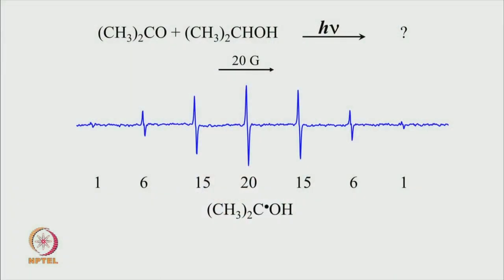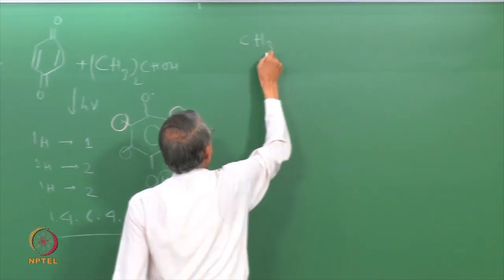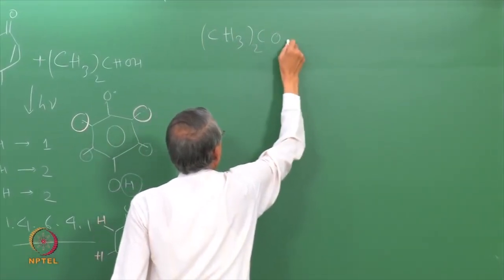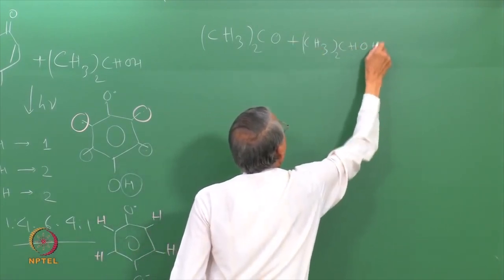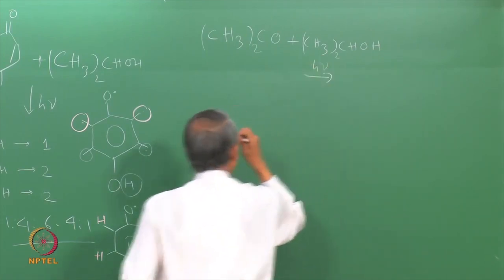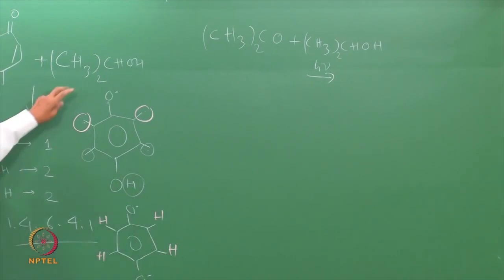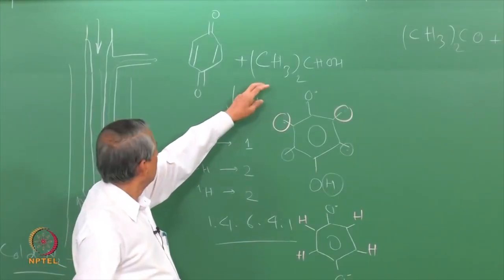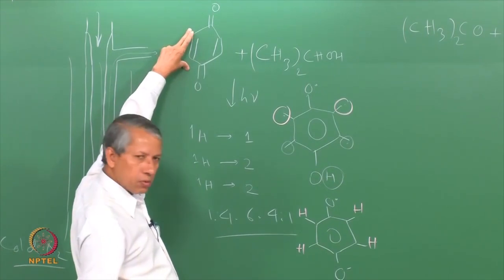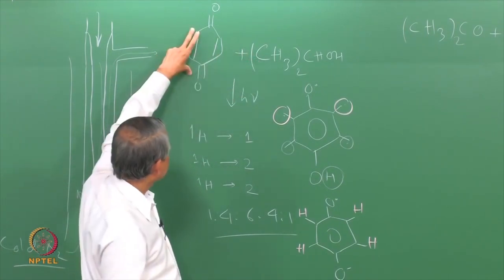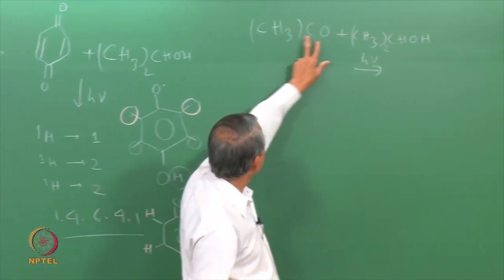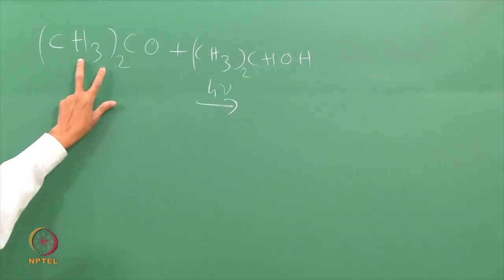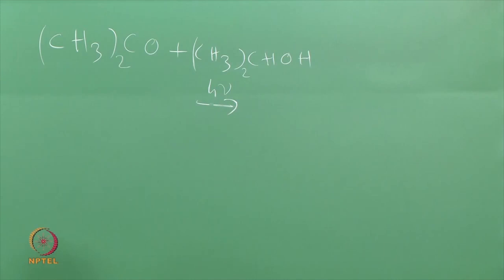Another example, here we use acetone plus isopropanol and shine light. By the way, the light that is used here is absorbed by this one. This is the one which absorbs in the near UV region. This does not absorb. So, this goes to the excited state, does photochemistry and produces this radical. Similarly, the carbonyl group of acetone absorbs the UV light, goes to the excited state, reacts with this and produces some radical, and this is the result of that.